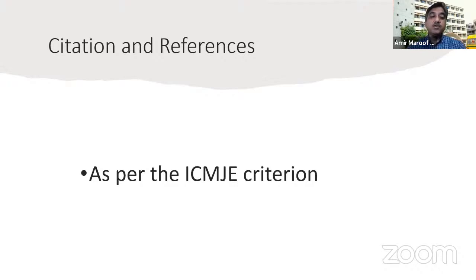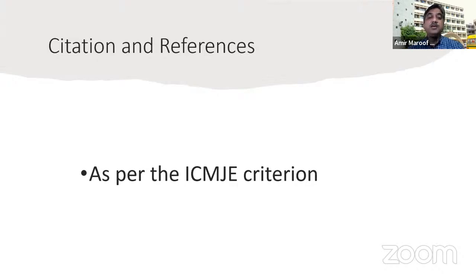So you can use Mendeley, Zotero, EndNote, various softwares for writing, but it is highly recommended that after you have written the references, you check them manually whether they are as per the Vancouver criteria, which is now called the ICMJE criteria. As per that, first you have to write the names of the authors, then the title of the article that you are referencing, then the year, and then the volume, issue, and page numbers.